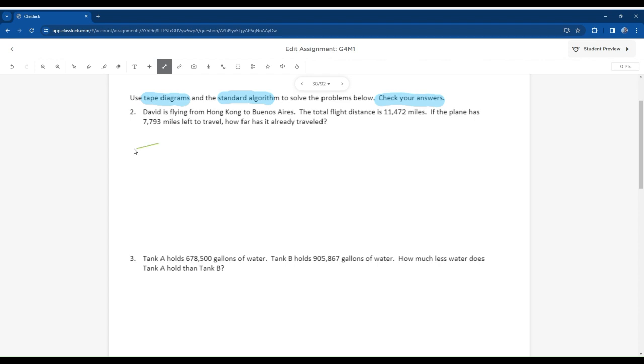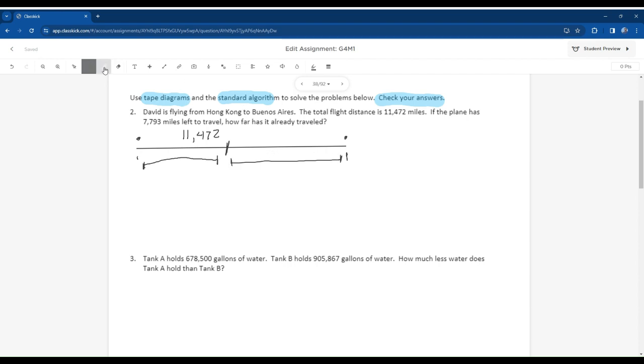So we'll use a tape diagram, but I'm going to use a number line to illustrate this problem, where from here to here is our total distance. This would be the entire flight, so this would be 11,472 miles from here to here. Now, we're breaking this up into two parts. So we'll break our number line right there, where there's a part that has already been traveled and a part that is left to travel.